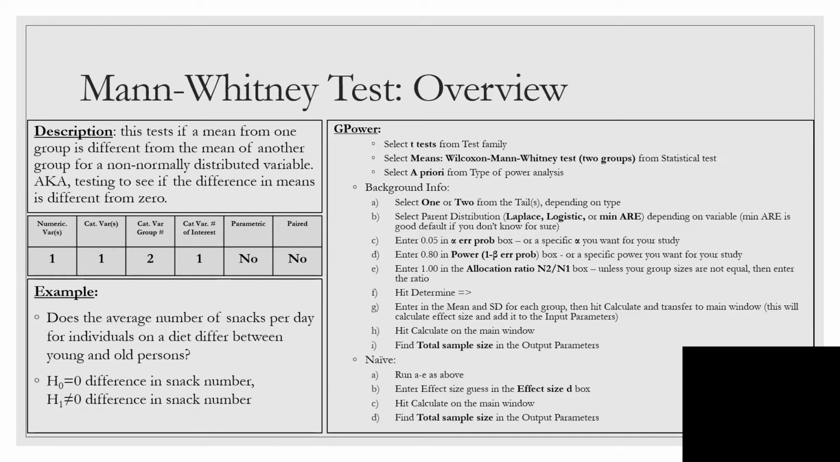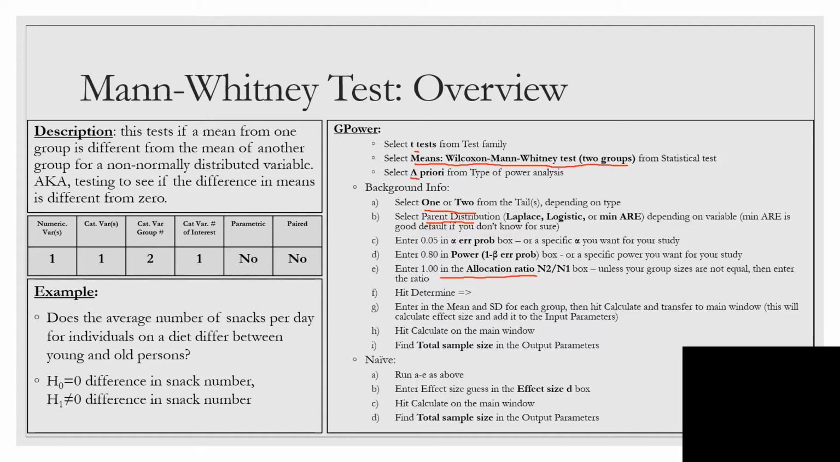The Mann-Whitney test is the 2-sample t-test analog for non-parametric data. Again, you can test to see if the difference in means is different from 0. To run this in G-Power, you'll have to select means, Wilcoxon, Mann-Whitney test, 2 groups. T-test a priori. Again, 1 and 2 tails. And like the 1 mean Wilcoxon, you have to select the parent distribution. And like the 2 means t-test, you'll have to select the allocation ratio.